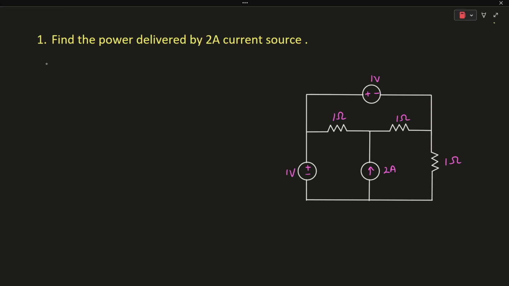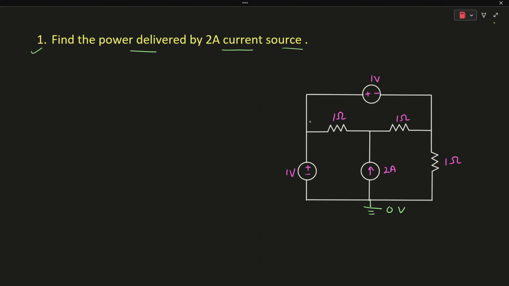In this tutorial, we are going to solve some more GATE problems based on network theory basics. The first problem is to find the power delivered by the 2 ampere current source. As you can see in the figure, let's say this is your reference node and the voltage across it is equal to 0 volts.